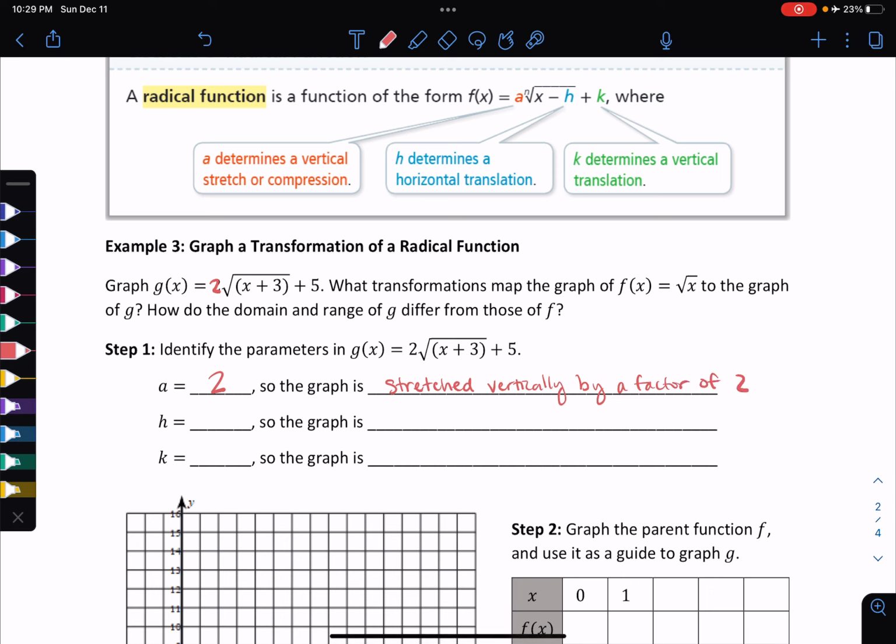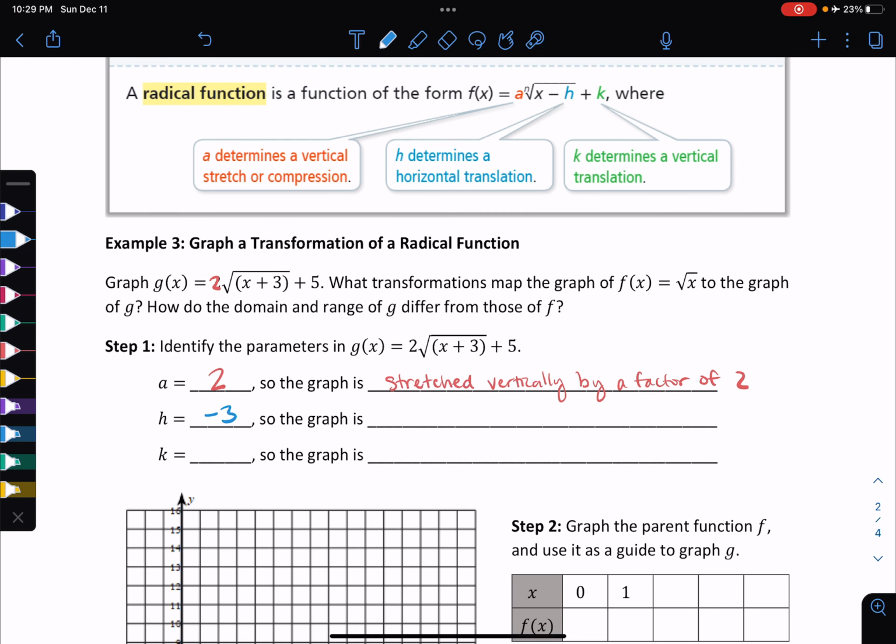So it's 2 times as tall. H is negative 3 because we have a negative under there, right? And we have a positive here. So H is negative 3. So the graph has been shifted left 3 units. And then 5 right here is K. So the graph is shifted or translated, if you want to use the vocabulary from up above, shifted up 5 units.